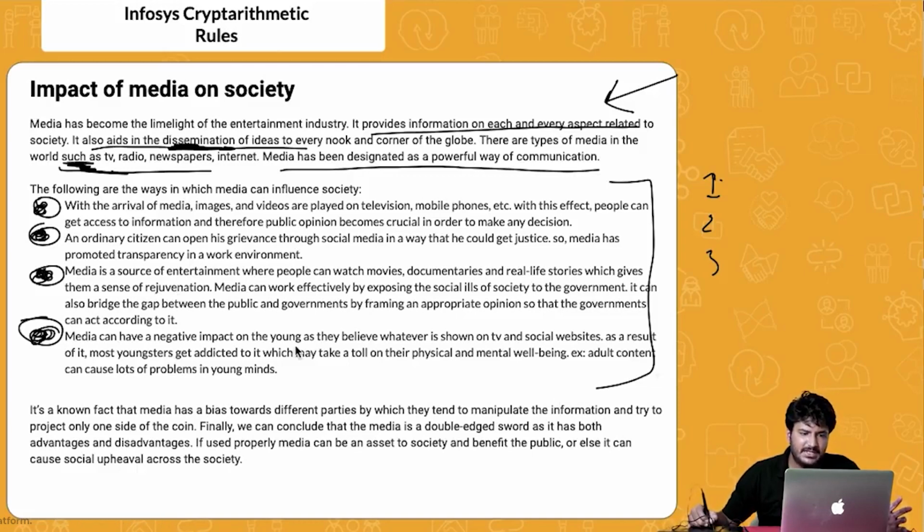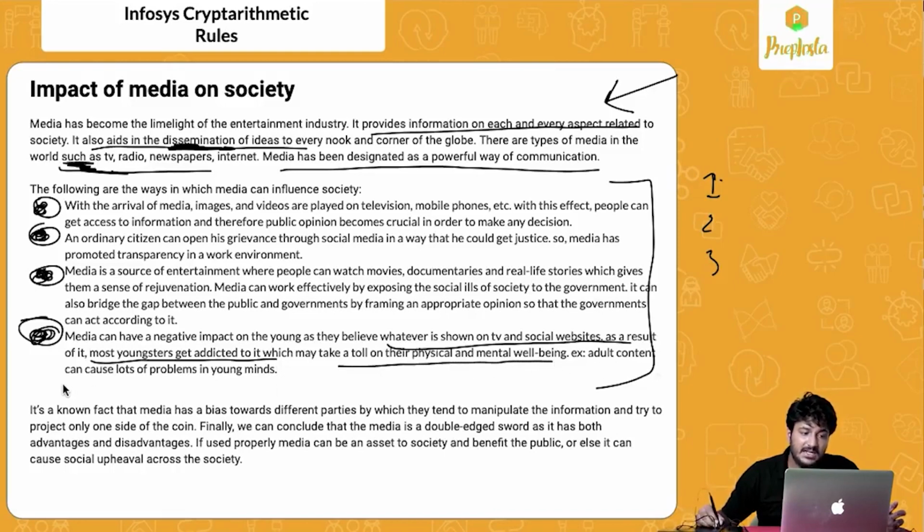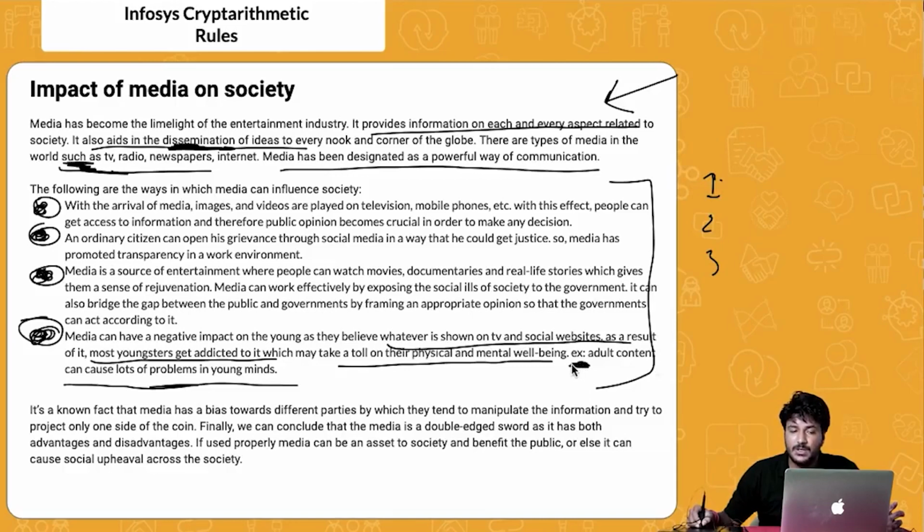Media can have a negative impact as they believe whatever is shown on the TV and social website. As a result of it, most youngsters get addicted to it, which may take a toll on their physical and mental well-being. Example, adult content can cause a lot of problems in young minds. So as example, this was the best thing of what this particular guy has done. He's giving constant examples, right? So good points for maybe writing the first introduction, good point for writing the following are the ways, good points for writing word as such as, good points for example that he's written. And then finally we can conclude that the media is a double-edged sword.